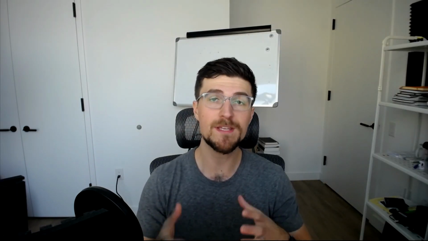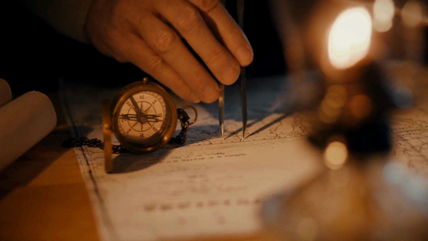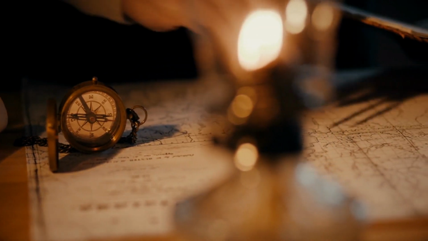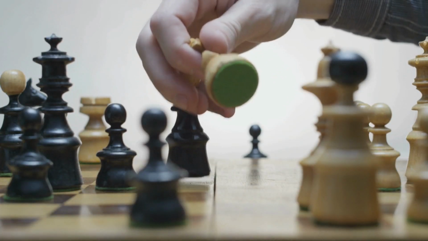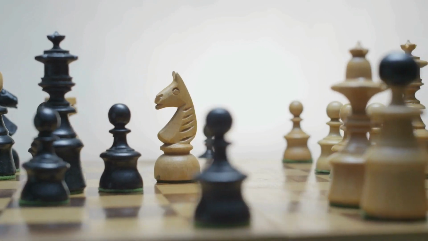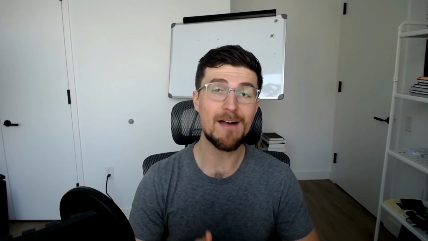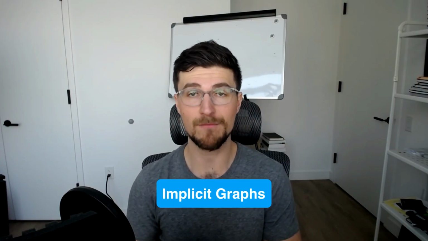But what happens when you don't even know that a problem is a graph problem? How do you look at a problem like finding the number of islands on a map, or seeing whether a puzzle is solvable or not, and say, yep, this is definitely a graph problem? The answer is that you have to understand implicit graphs.